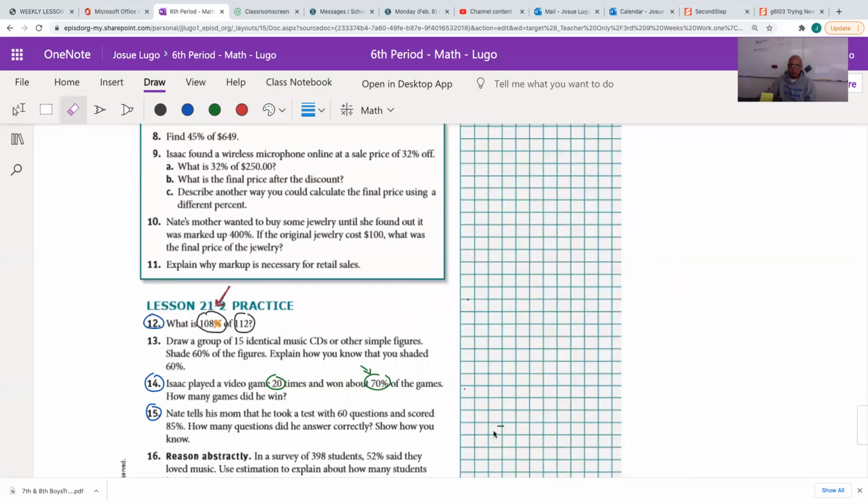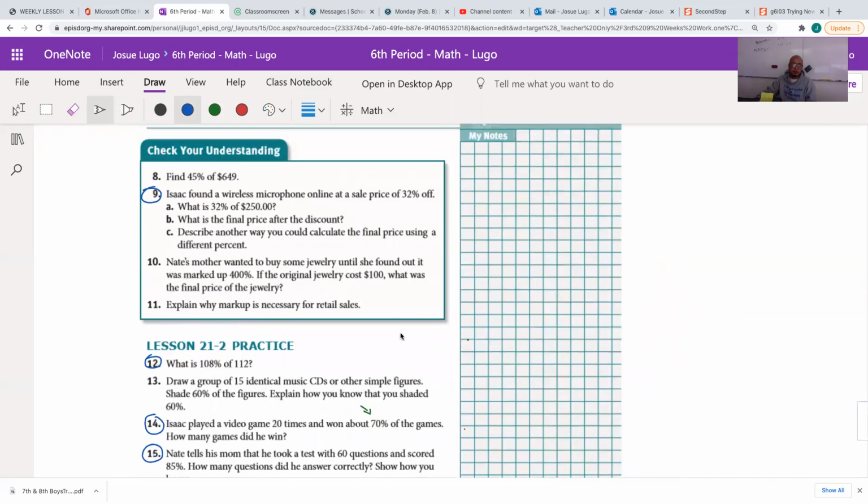All right, number 9. And again, the numbers that we are doing here today are numbers 9, 12, 14, and 15. So let's begin with number 9. Isaac found a wireless microphone online at a sale price of 32% off. In other words, he's not going to pay the full price. He's going to pay whatever the full price is minus 32% of it.